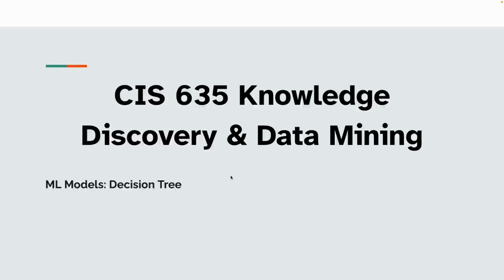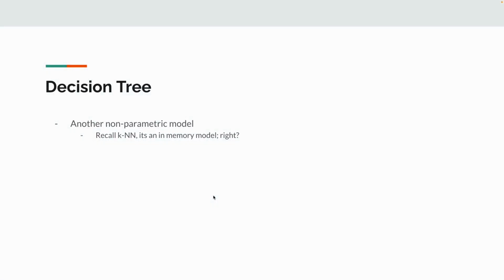In this lecture, we'll be learning about a very popular machine learning model, what we call a decision tree model. You are already aware of the KNN model, and these are non-parametric in-memory models, because we have to keep our data points active in the memory. The decision tree is another example of this kind of non-parametric model.